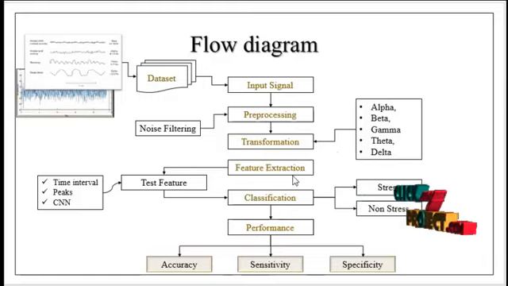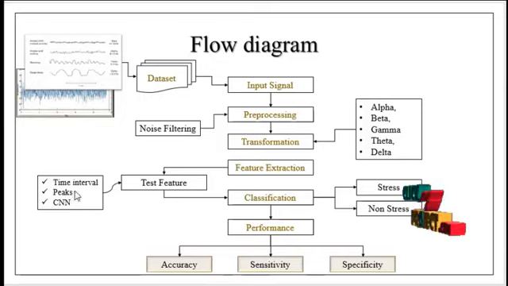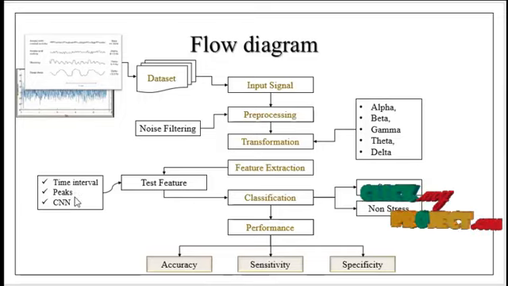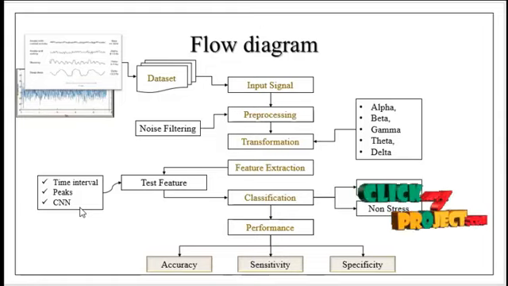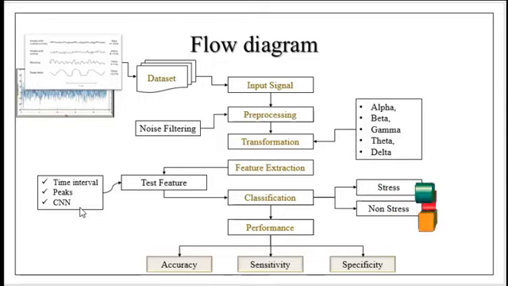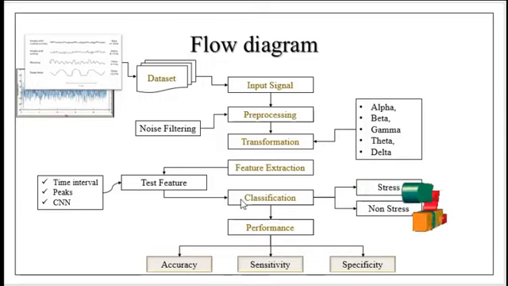After converting the signal into subband signals, we have to extract the features from these signals. So the next module is the feature extraction. In this feature extraction, we have considered features like time interval, peaks and convolutional neural networks, which is a kind of deep learning method. Here we are using the 1D CNN method to extract the features from the signal.